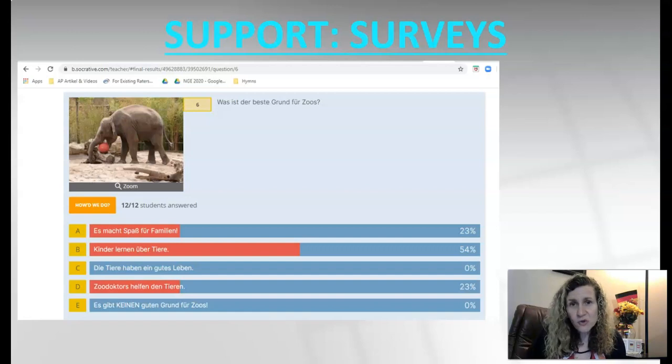And my novice learners are not necessarily going to know the German word for education. Germans are famous for those compound nouns. So we've got this nice simple phrase that they can steal from the teacher and from the survey. Children learn about animals. You'll see 23% like that it's fun for families, and 23% like that the zoo doctors, aka the veterinarians, help the animals. So these nice simple phrases are very manageable for my novice learners to comprehend and that they can then use in our later discussion.